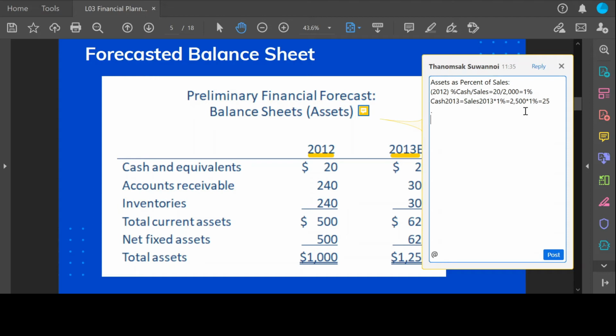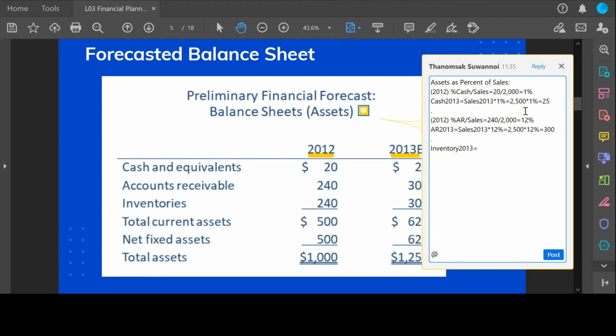Next, account receivable. We first will calculate percent of account receivable to sales in 2012, which is equal to 12%. Then we can calculate forecasted account receivable in 2013 by using sales in 2013 multiplied by the percent of account receivable to sales, which is 12%. So we have a forecasted account receivable in 2013 equal to $300.